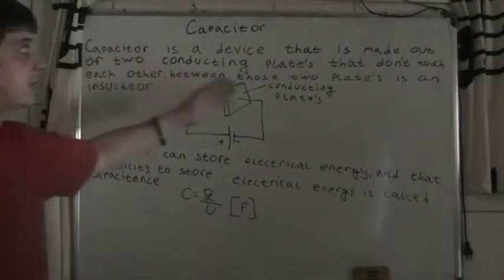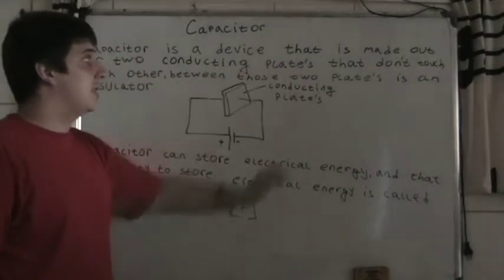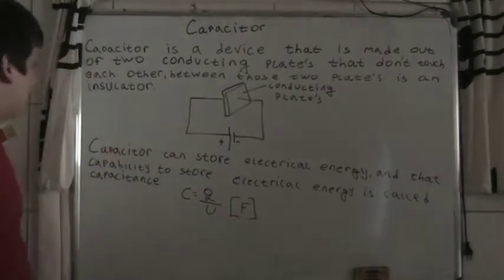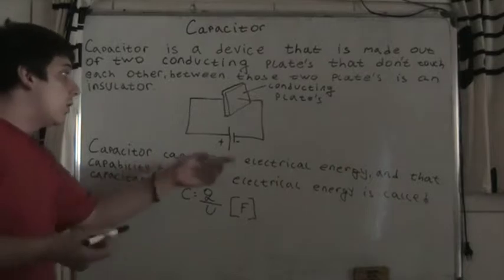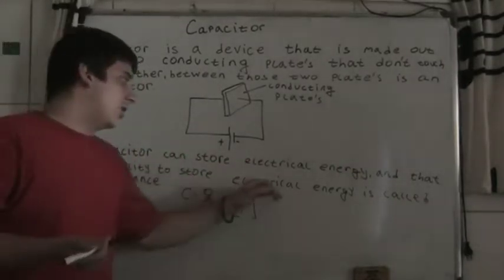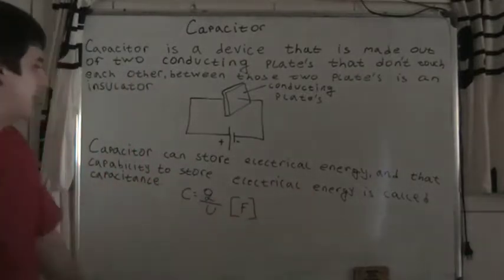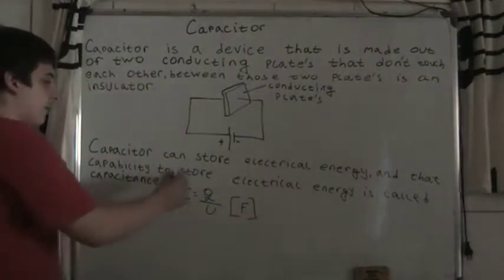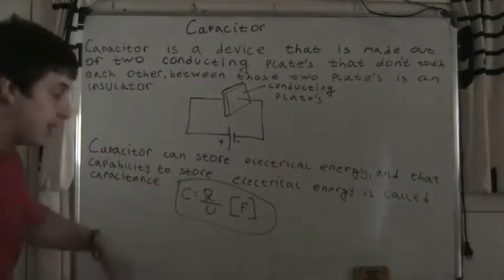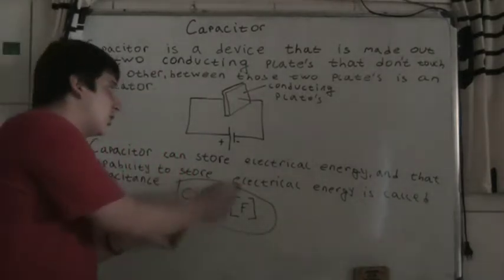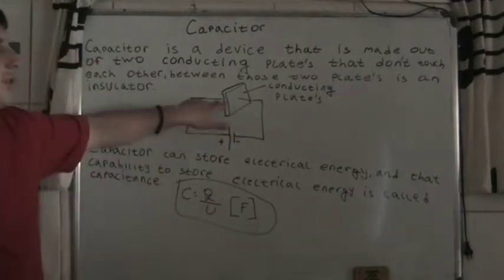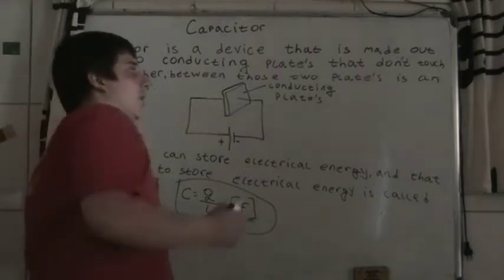A capacitor is a device made out of two conducting plates that don't touch each other. Between those two plates is an insulator. A capacitor can store electrical energy, and that capability to store electrical energy is called capacitance. This is the formula for capacitance: it's equal to the charge on these two metal plates divided by the voltage between those metal plates.